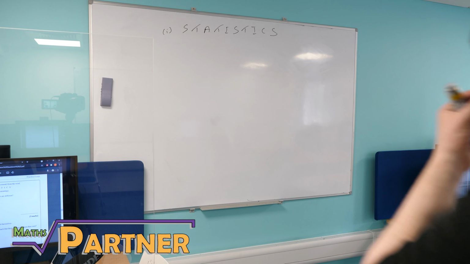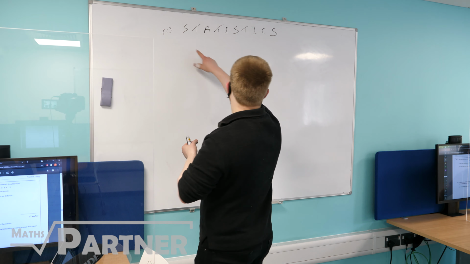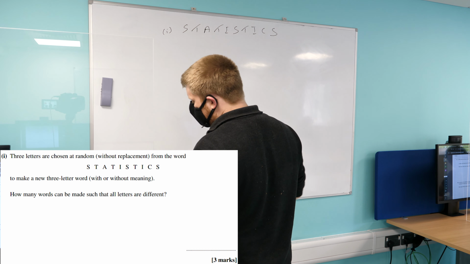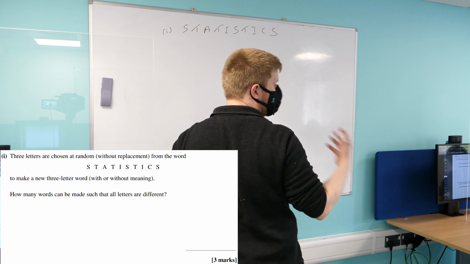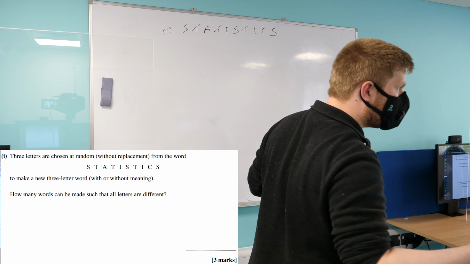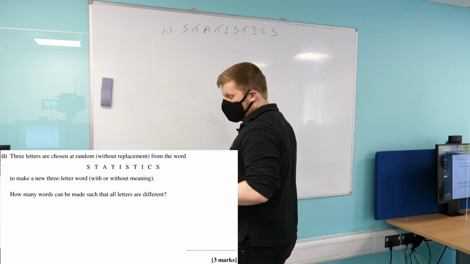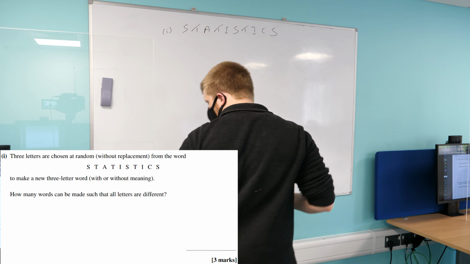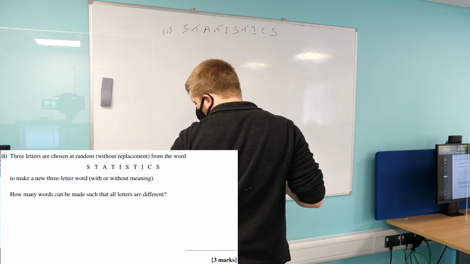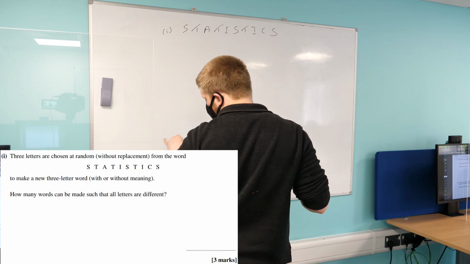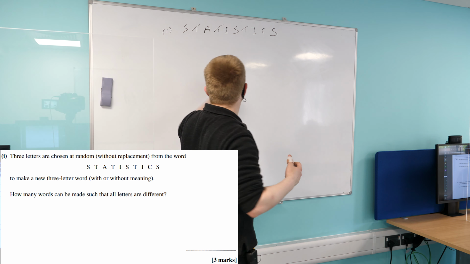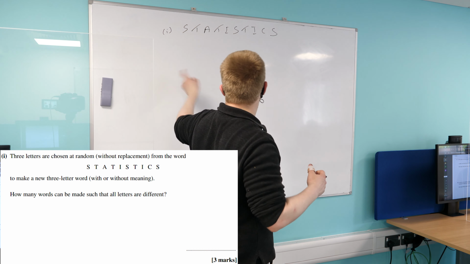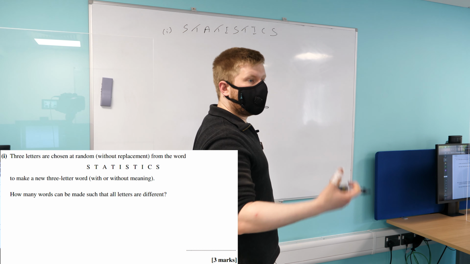So if you have a look at the screen, we've got statistics, which I've also written down on the board. These are the letters, and you're going to choose 3 letters and you're not going to replace them, basically. So I'm just going to make a 3-letter word from these letters. I need words that have all the letters different. So I can't have like 3 S's and 2 T's and an S, right? I need all 3 letters to be different.